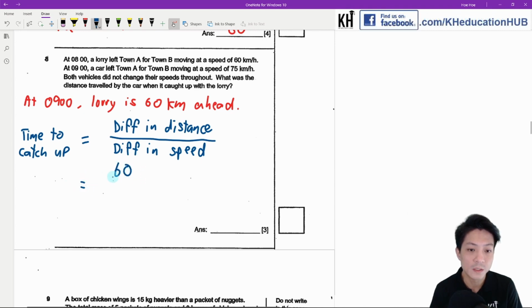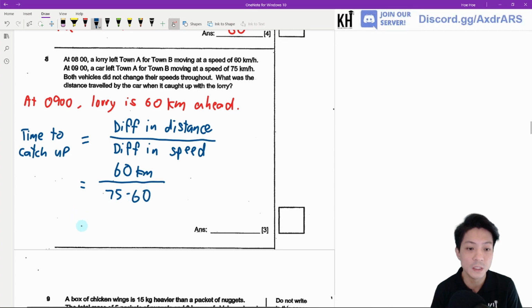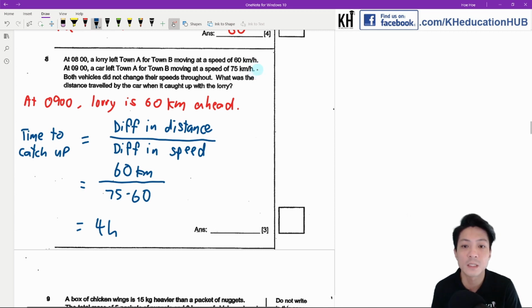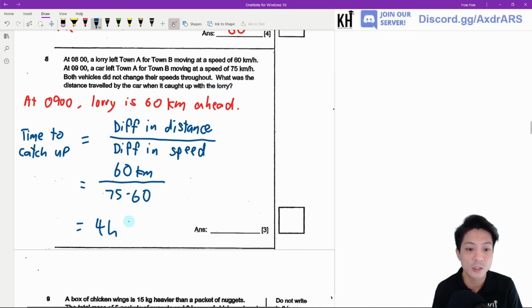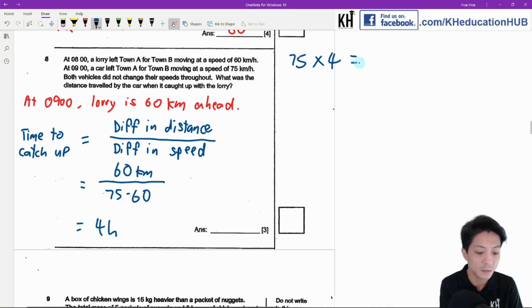Okay, so the difference in their distance is 60 km. The difference in their speed will be 75 minus 60, which is 15. So 60 divided by 15 will give me 4 hours. The question is asking what was the distance traveled by the car when it caught up with the lorry. Which means that if the car traveled 4 hours, I'm gonna use the speed multiplied by the time, which will be 300 km.